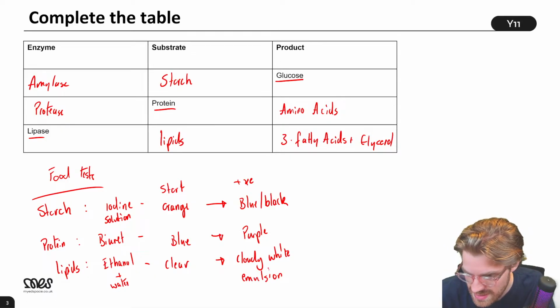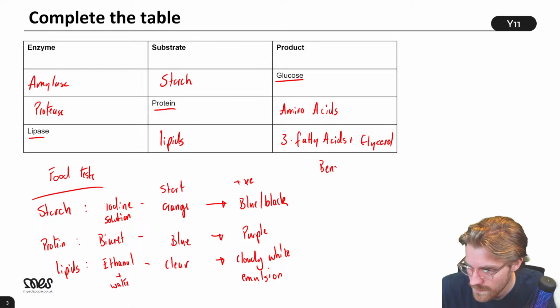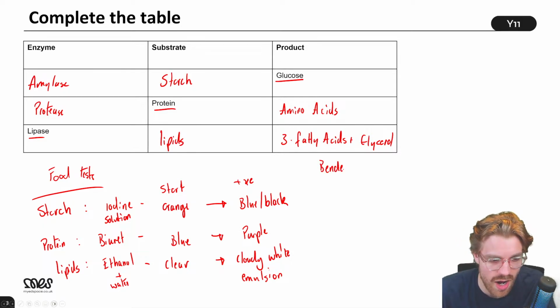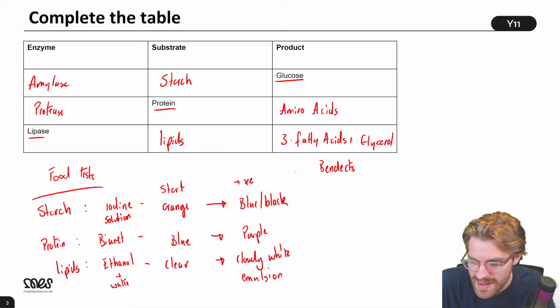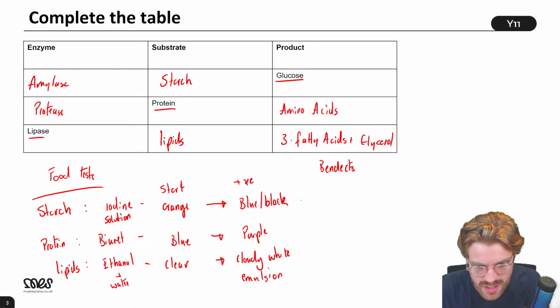All right, I've run out of space. Let's go to Benedict's test. I'm slightly giving the answer away. All right, Benedict's test. What is the Benedict's test? What is the Benedict's reagent testing for?